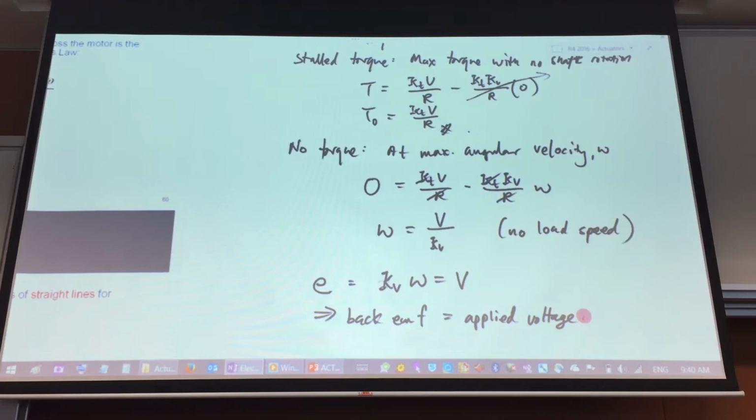So that was the brushed DC motor. Your Lego toy uses a brushed DC motor. The motor that's in there is a brushed DC motor. There's another version that was invented that's called a brushless DC motor.